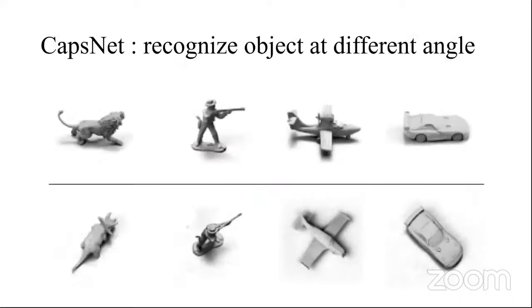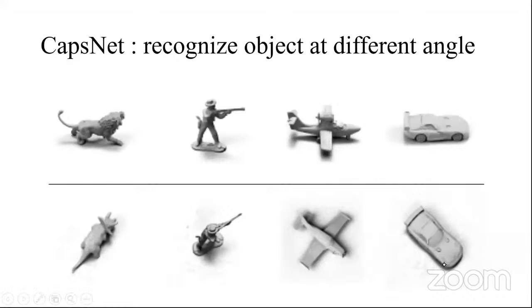So let's see, here I have given one example. When I am giving the first row of images, the CapsNet will acquire all the information, that is, all the features of the particular object. The first object is a lion, for example. It will capture all the features at different orientations and different angles. That is the main advantage of the CapsNet.